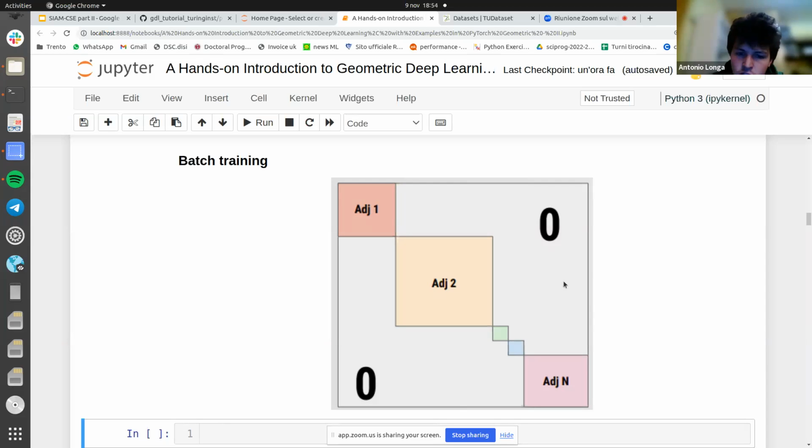There is no edge that goes from the adjacency 1, so the graph 1, to the adjacency 2, the graph 2. And so we can represent in this way an entire object that is a huge adjacency matrix, full of zeros, and those adjacency matrices on the diagonal.